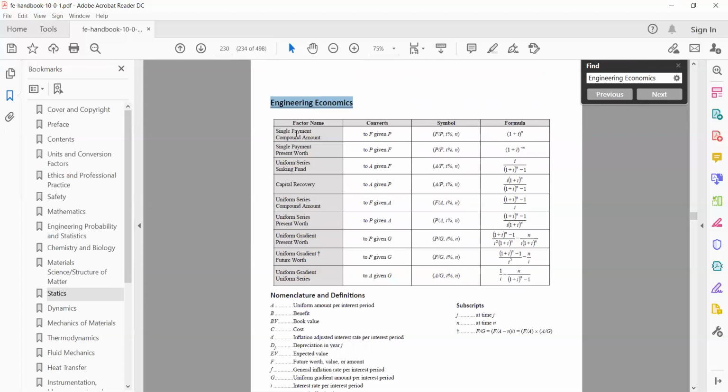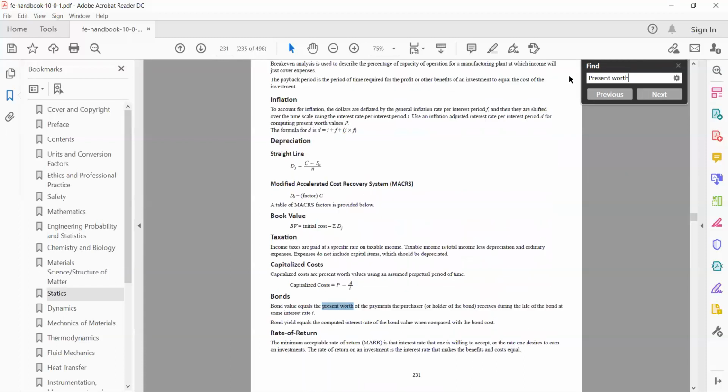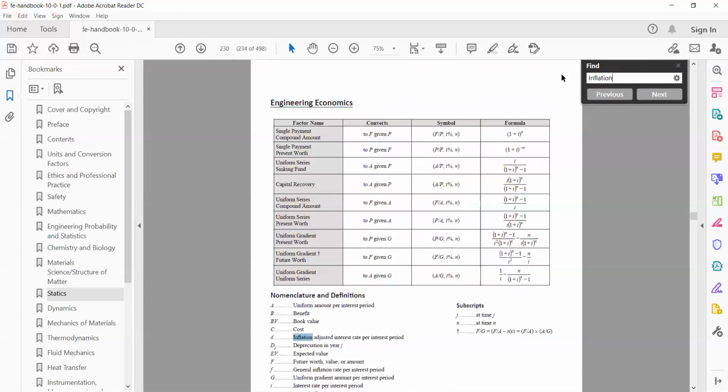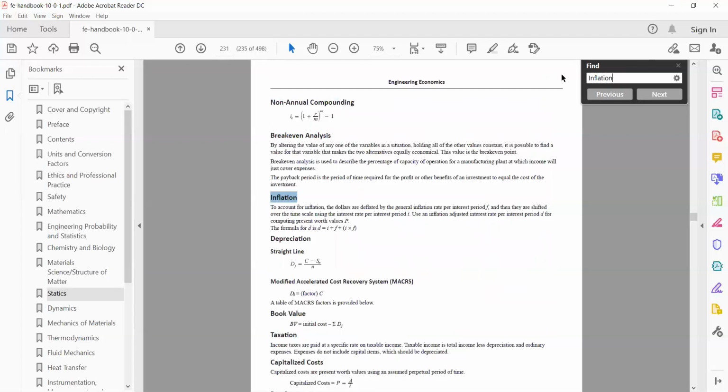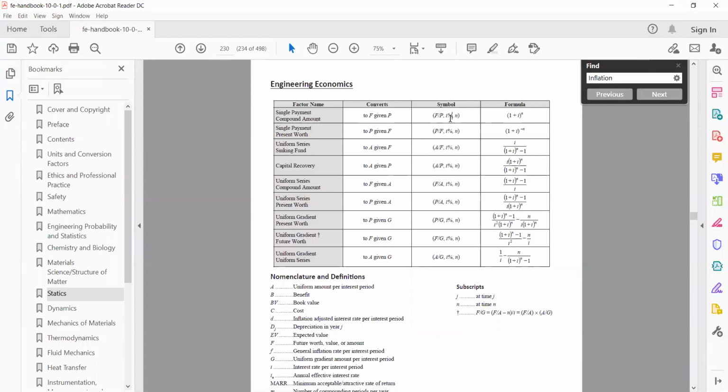I could also search if I knew what the equation was. Present worth. We'll find all the instances of present worth. Inflation as well. Inflation. There's a couple hits of the enter key and you can find what you're looking for.